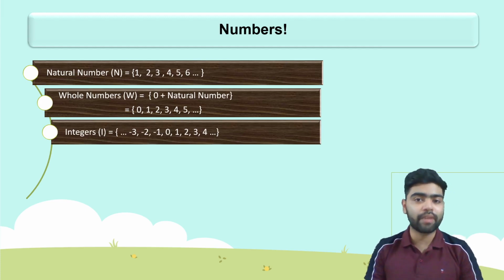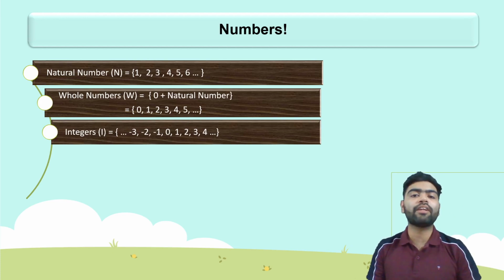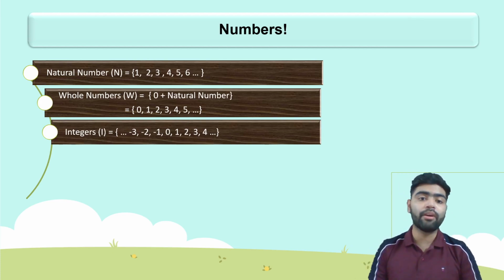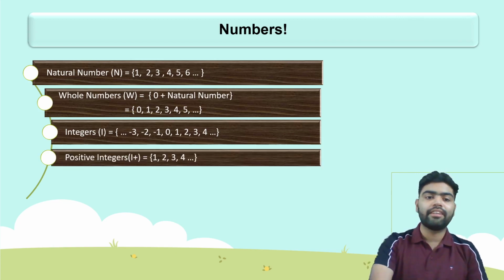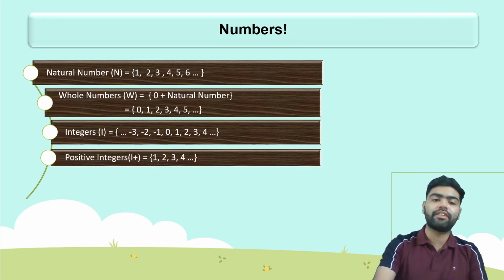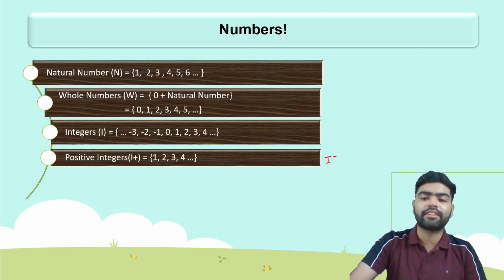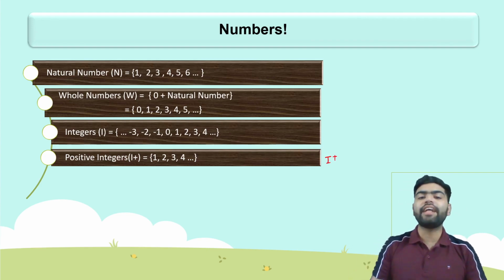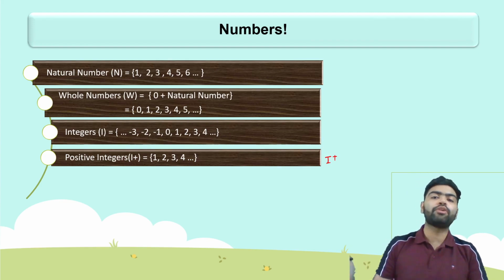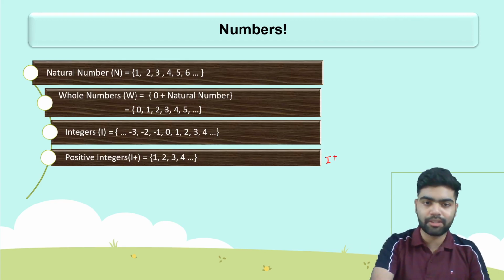Then you have the set of integers. Okay, in integers what do you have? You have basically all the numbers 0, 1, 2, 3, 4, and along with that you also have negative numbers like -1, -2, -3 and so on. All right, then you have something called positive integers. What are positive integers? Positive integers are denoted with I plus. Okay, and it is basically all the numbers to the right of 0. That means 1, 2, 3, 4 and so on. It's the same as the set of natural numbers.